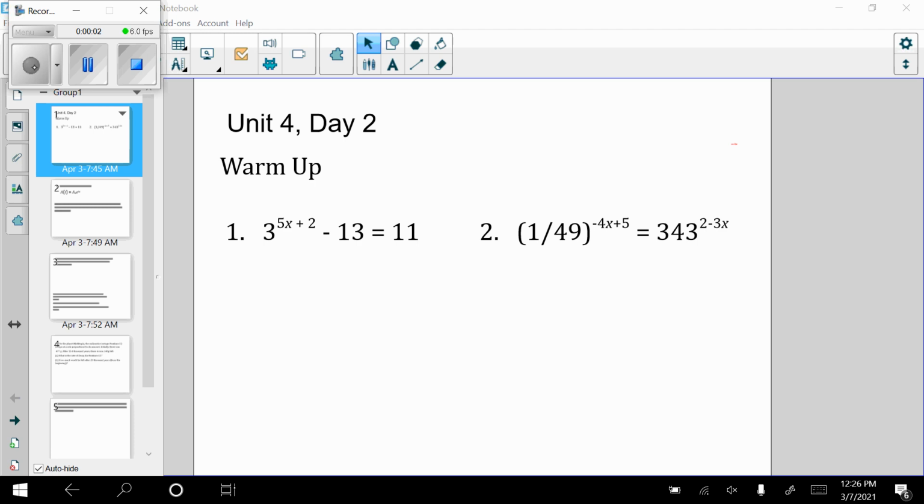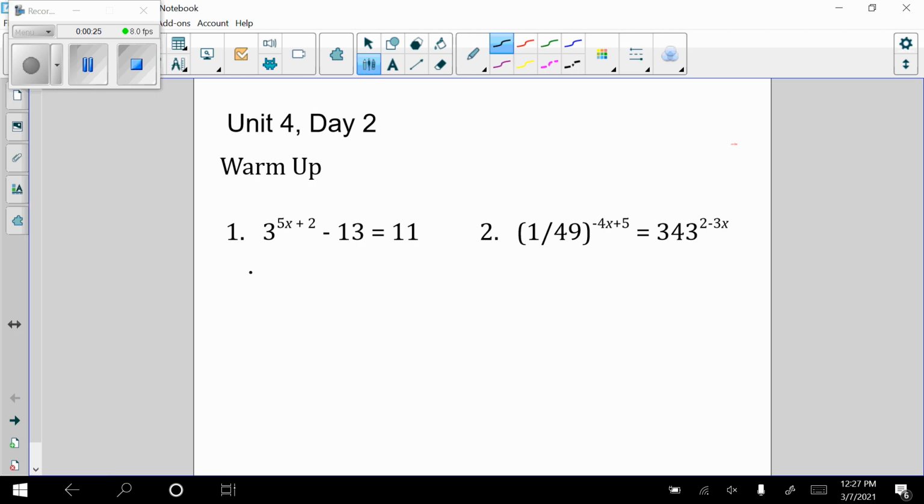Okay, Unit 4, Day 2, just a quick warm-up of solving exponentials, and then we'll get into some applications of exponential problems, which is kind of what you're going to encounter as we go on through the unit. All right, so this first one, we need to isolate the exponential piece, so I'm going to add 13 to both sides. And that's going to be 24.